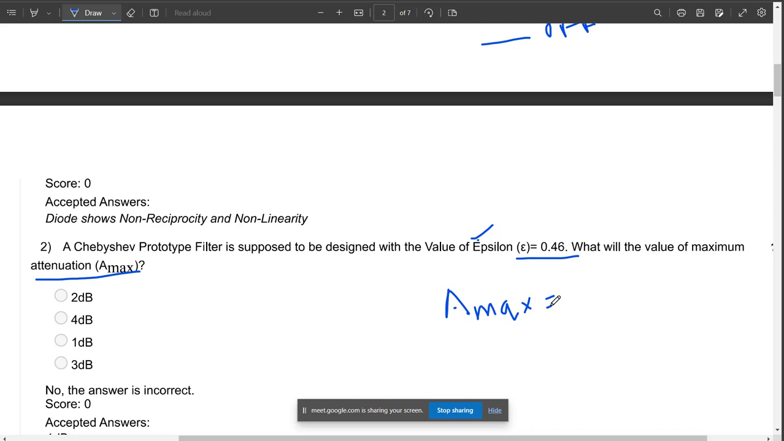How much time should I give you? Take 2 minutes and try to solve this question. It's an easy question, right? I'm giving you 2 minutes.